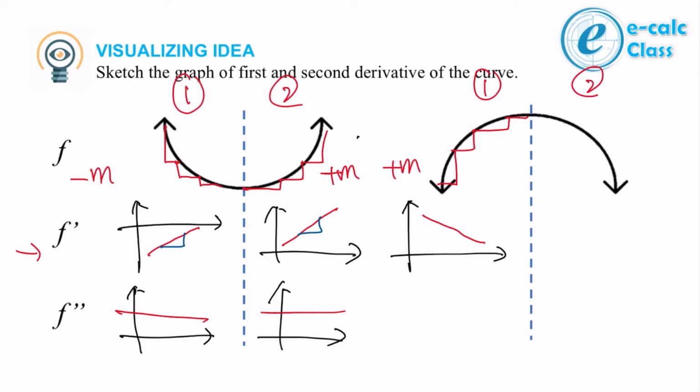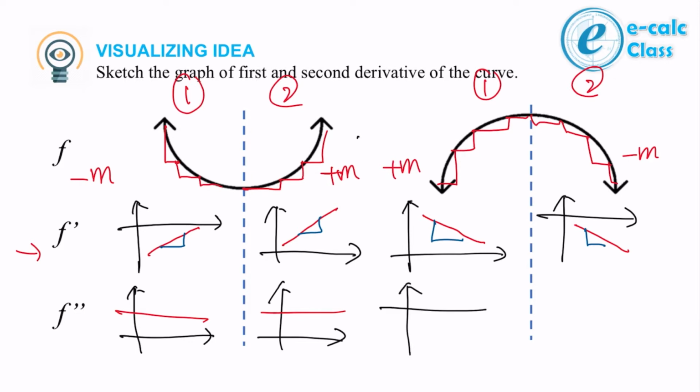Then for part 2, the graph itself is decreasing, which means negative slope for the tangent. So the first derivative will be located below the x-axis. Then the magnitude of it, you see, becomes more and more steep. More and more steep means it is further away from 0. So the graph is like this. Okay? Then the slope of the first derivative for both of them is negative. So for the second derivative, both of them will be located below the x-axis.